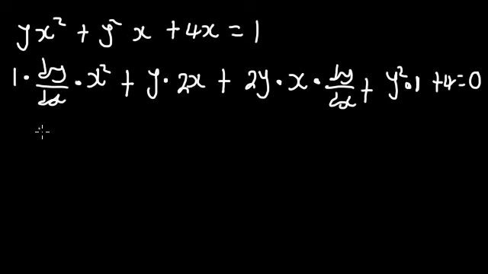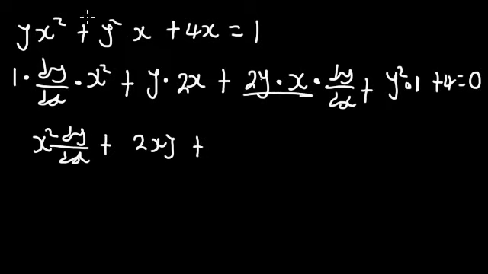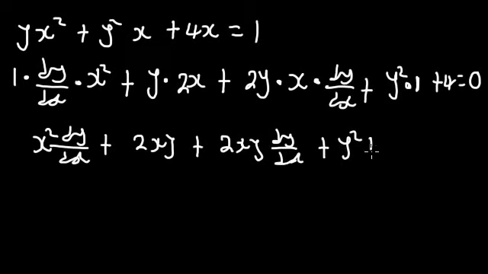So the y terms we can multiply now. We have x squared dy/dx, plus 2xy, plus again 2xy dy/dx, plus y squared plus 4 equals 0.